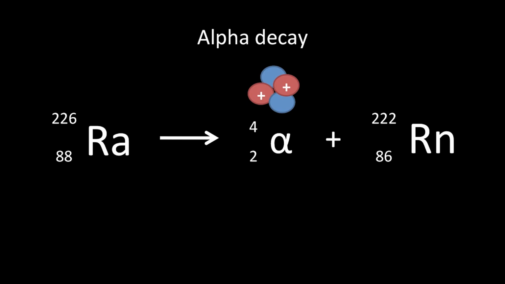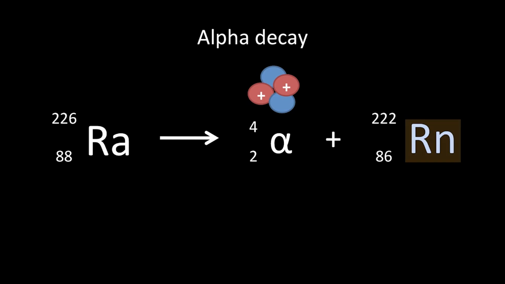The decay process can be summarized in an equation. Let's use radium-226 as an example. When an atom of radium-226 emits an alpha particle, it loses 2 protons and 2 neutrons from its nucleus. The atom left behind has a mass number of 222, 4 less than radium-226, and an atomic number of 86, 2 less than radium-226. Any atom with atomic number 86 is radon.